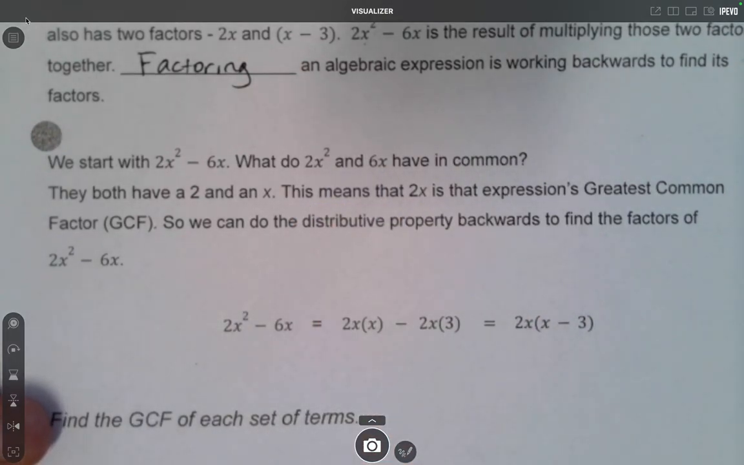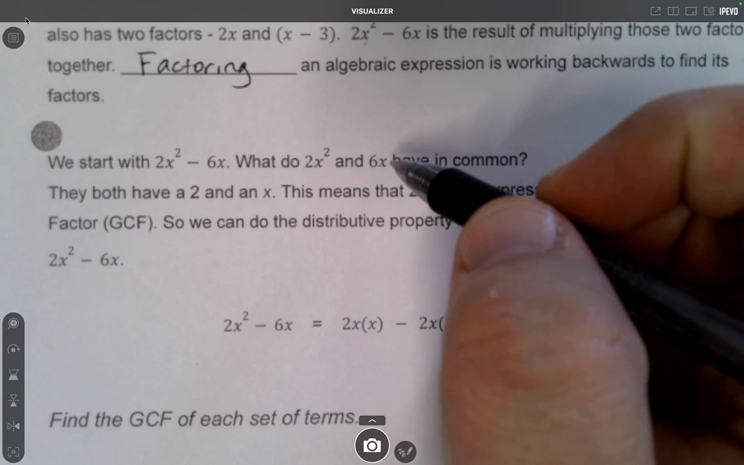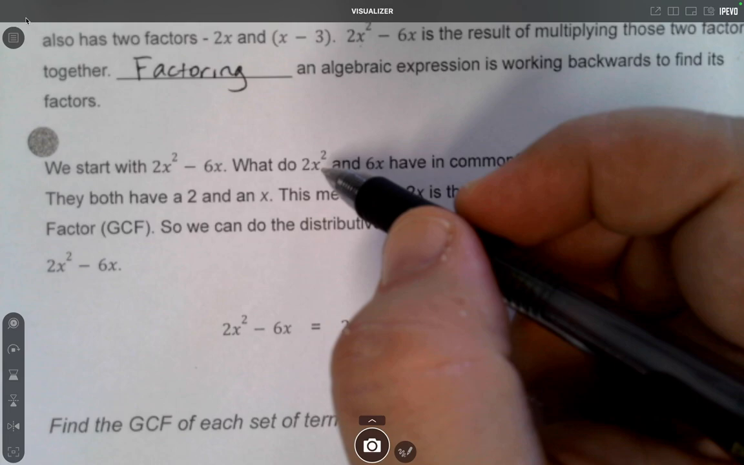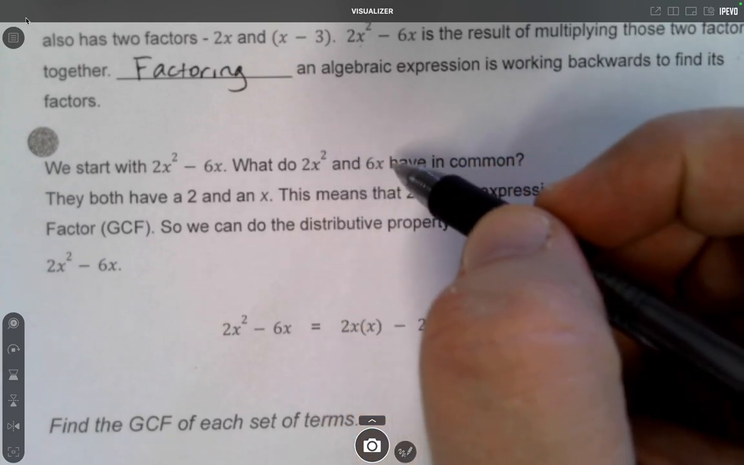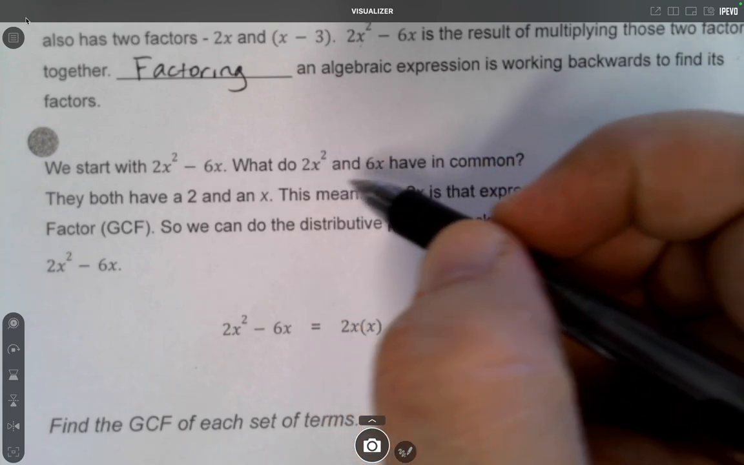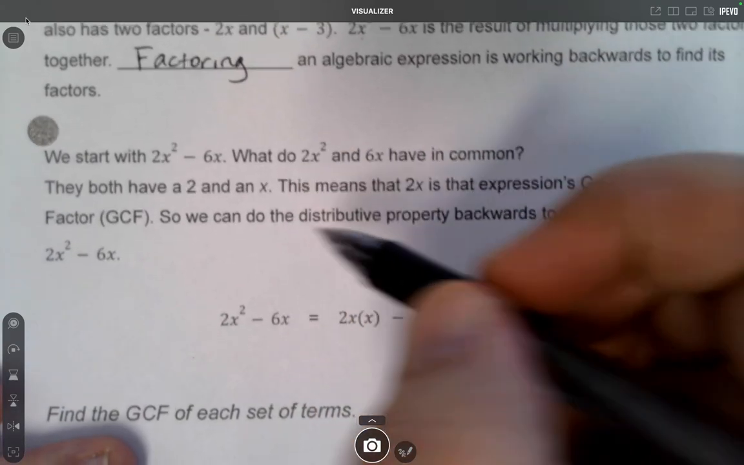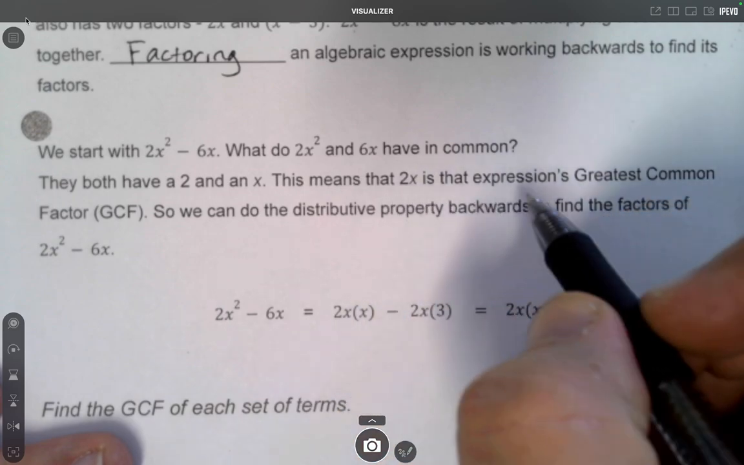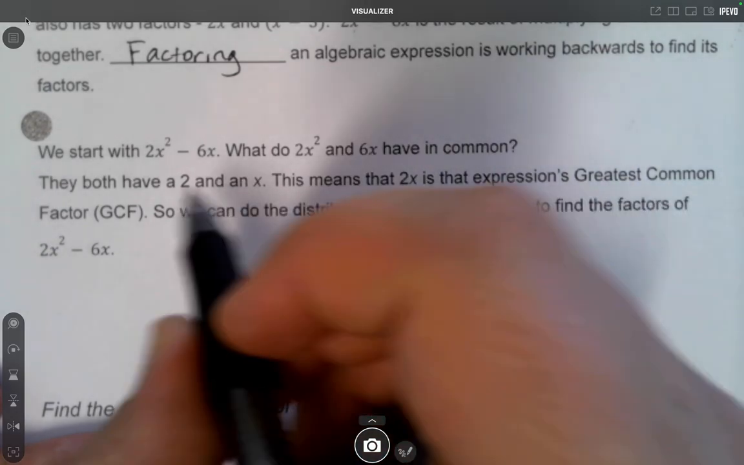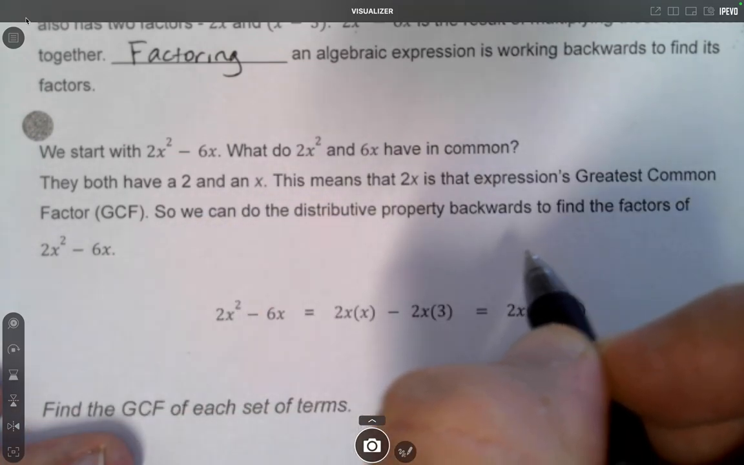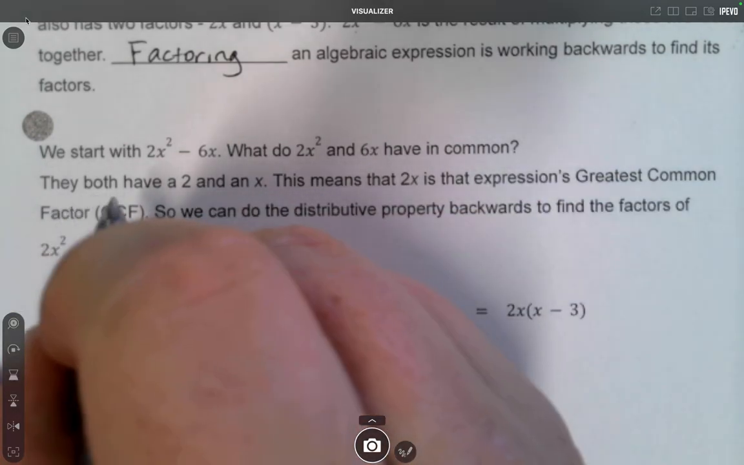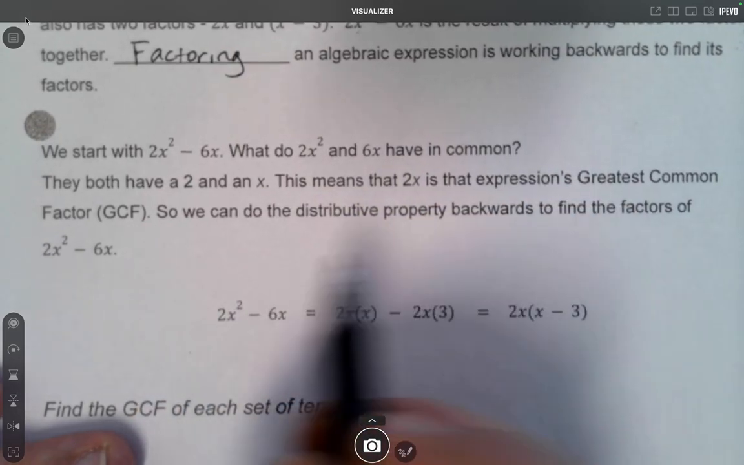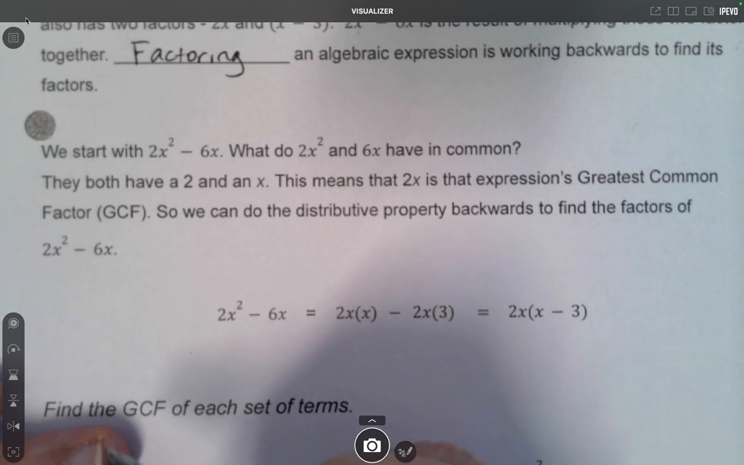So they both have at least one x, because you've got to make sure each of them has whatever you're saying is a factor. I can't say x squared, because while x squared is a part of this one, x squared is not a part of this one. But x is part of both. Since they have factors of 2 and x, that means 2x is the expression's greatest common factor. It's not its only factor, but it's the common factor that's the biggest for these two. So we can do the distributive property backwards to find the factors of 2x squared minus 6x.